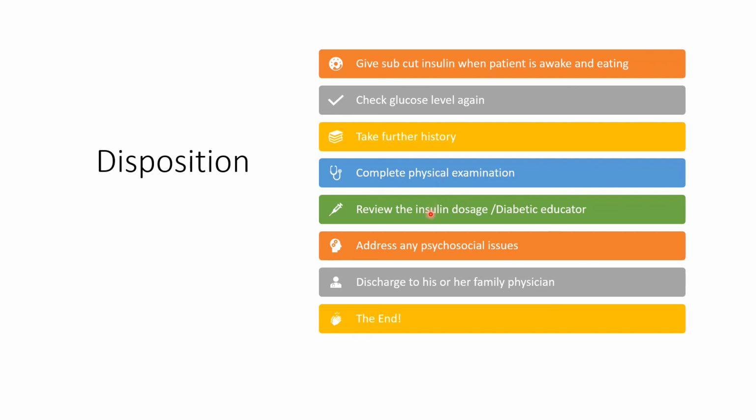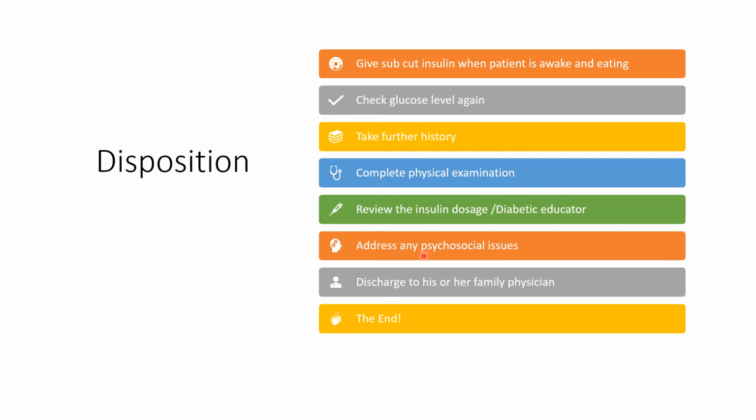Then, for those who have been diagnosed before and are already on insulin, we want to know the type of insulin they are taking and the dosage, and then we'll involve the diabetic educator in big centers that have that. So they'll come in. Of course, they'll help also, but we need to document our own findings, and that will help or corroborate theirs.